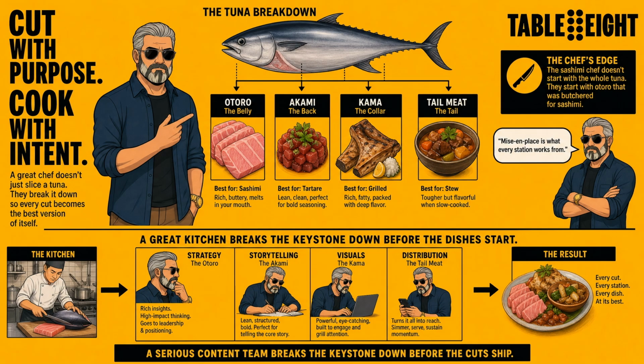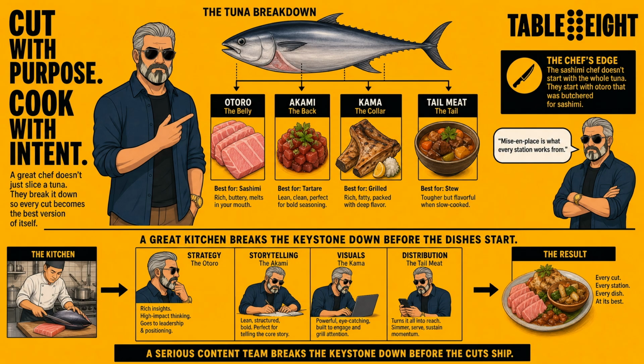Picture a chef who receives a whole tuna. A serious chef does not just slice it across and serve. The chef breaks the fish down. Otoro from the belly goes to the sashimi station. Akami from the back goes to the tartare. Kama from the collar is grilled. The tail meat goes into the stew. Each prime cut has a dish it was designed for, and each dish is the best version of that part of the fish.